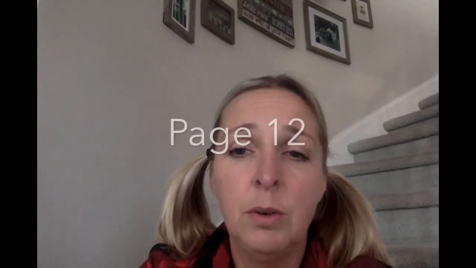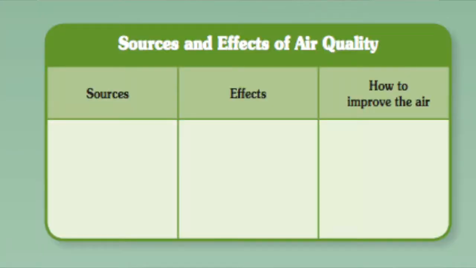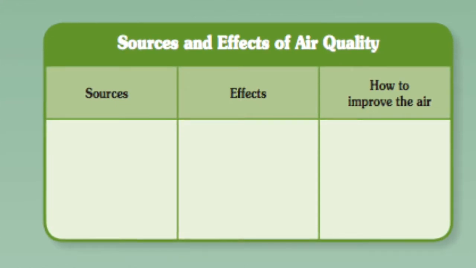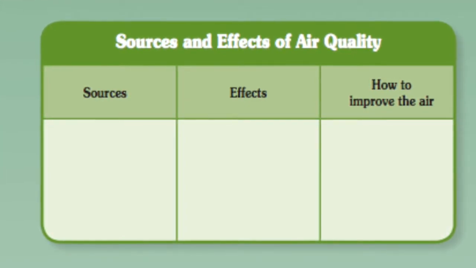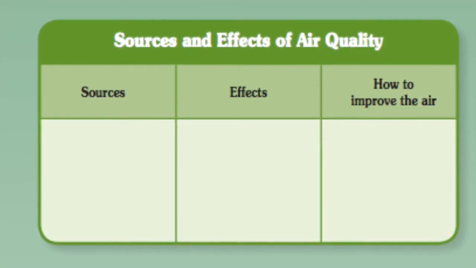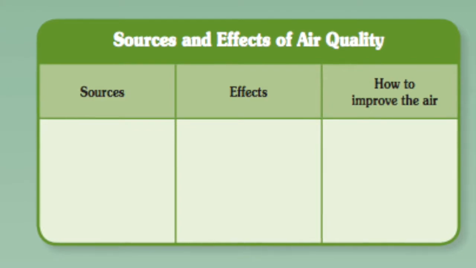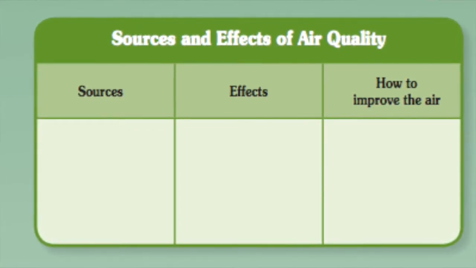Okay, so what I want you to do, if you turn to page 12, you'll see that there is a chart. That chart says sources and effects of air quality. There are 3 columns. In the first column, it says sources. In the second column, the middle column, it says effects. And in the third column, it says how to improve air. What I want you to do is come up with 4 sources of air quality.